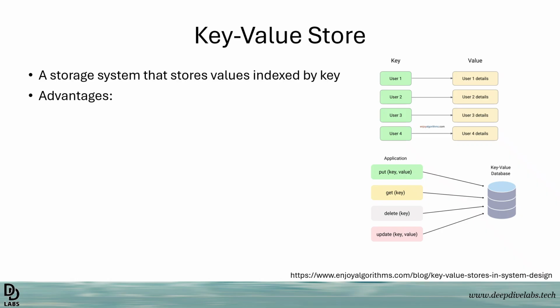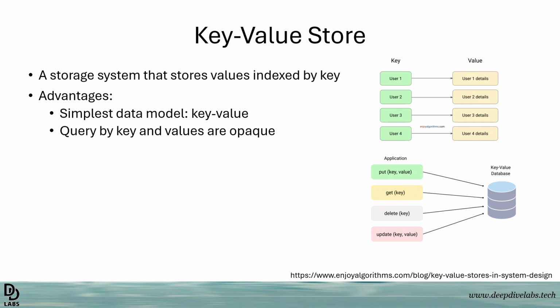So some of the advantages of this key value store: it's a very simple data model. It just has two values, right? Unlike your table which has multiple entities, columns, etc. It's a very simple data model with key and value, and the value can represent any information, structured, unstructured data, etc. So you query by the key and the values are opaque to the application. So they are very, very fast because they are indexed by the key. So you can essentially get to the data very fast, right?